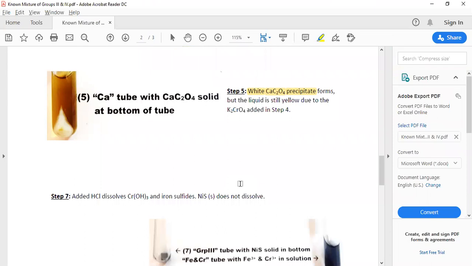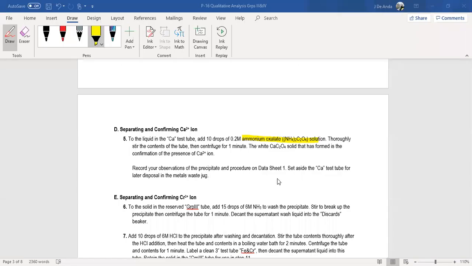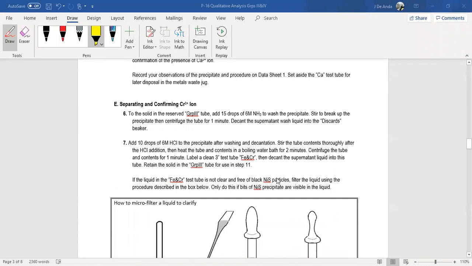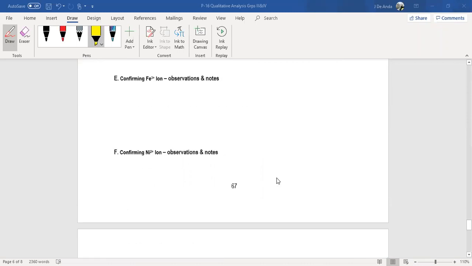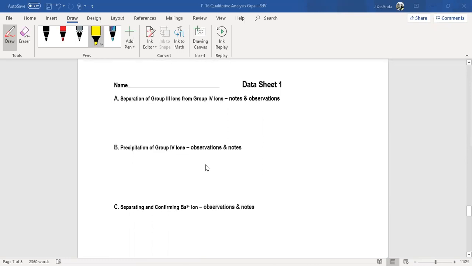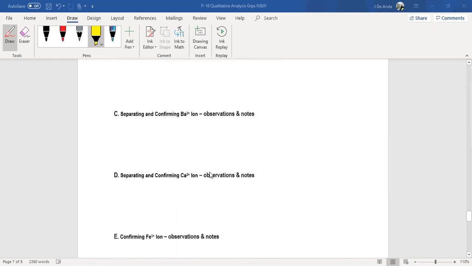Now remember that you are responsible as you go through this exercise, right? You're responsible for going through your manual here, or if you don't have the manual, I've put the actual file in a Word document. And remember that you have a data sheet here on page 67, and you're supposed to write down all the observations here for group 4, just as if you were doing the experiment physically. Okay?